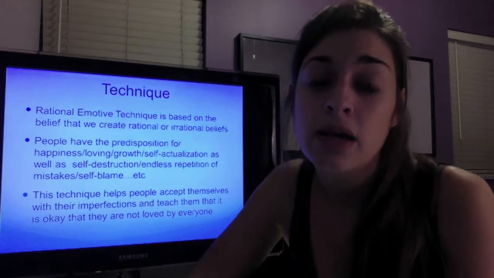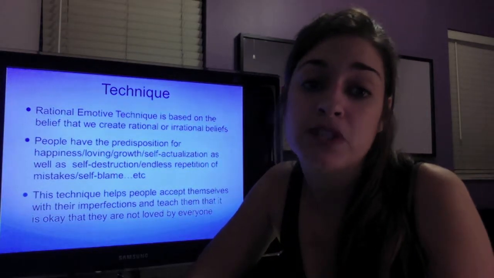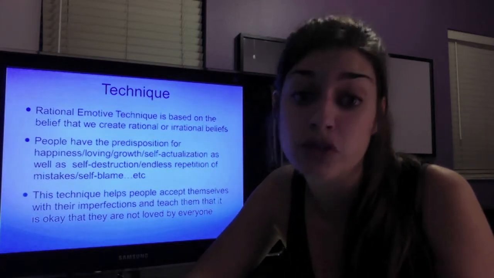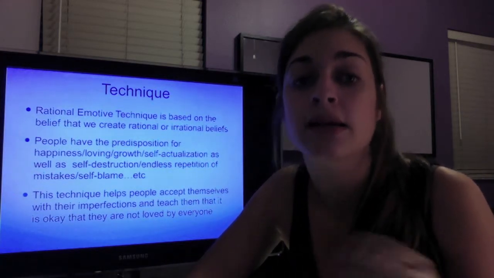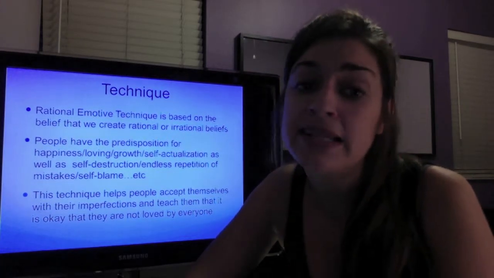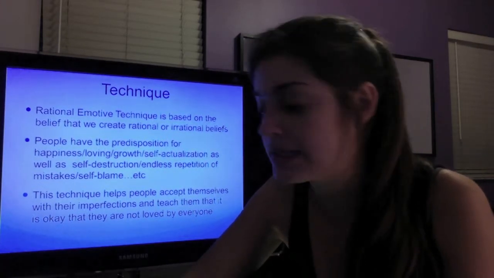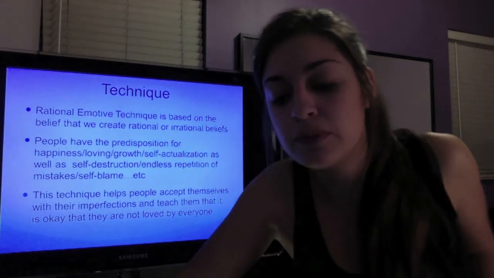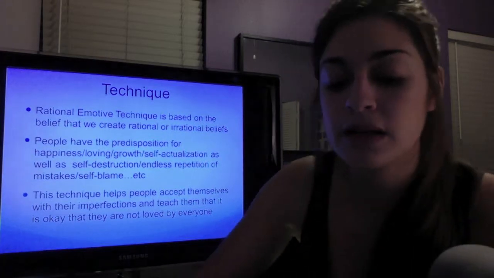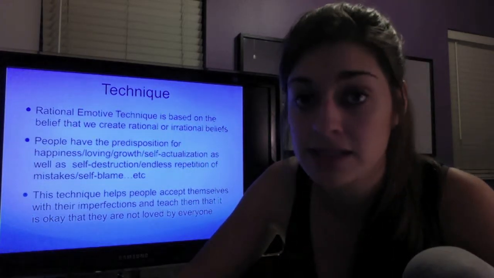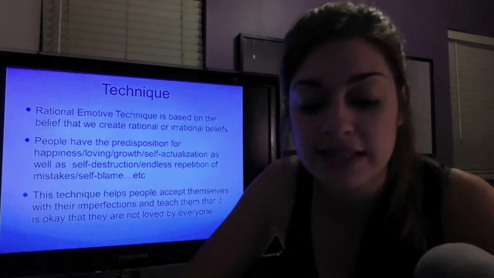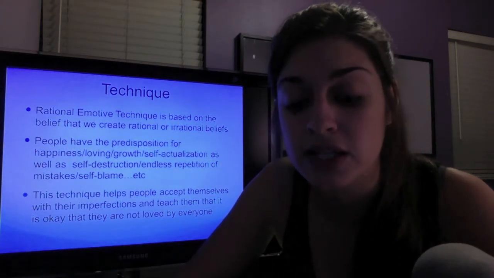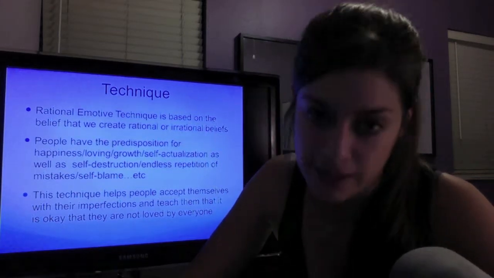So basically, they believe that people have the predisposition for happiness, loving growth, self-actualization, as well as self-destruction, endless repetition of mistakes, self-blame. This technique helps people understand that they don't need to be accepted or loved by everyone. They need to stop blaming themselves and others for their mistakes and just accept them. As Albert Ellis said, blame is at the core of most emotional disturbances. To be psychologically healthy, we need to stop blaming.